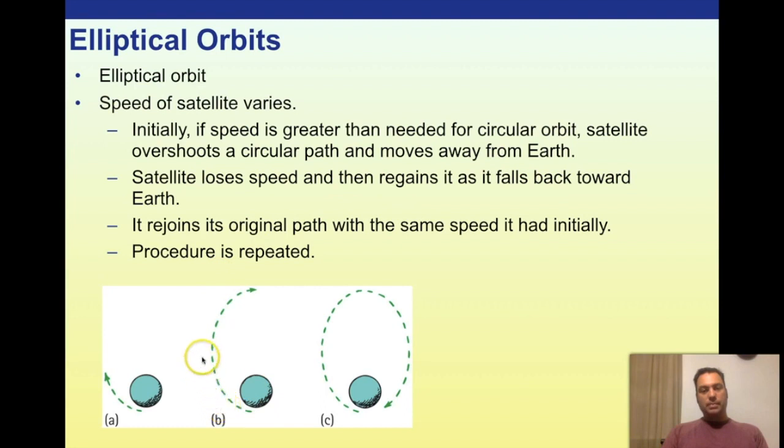So here it's coming up, it's moving, it's gone too far. It didn't go into a nice circular path. It actually goes way up and it starts to slow down and it begins to fall back towards Earth. And it basically rejoins its original path with the same speed it had initially. So here we see it looping up, slowing down, and then speeding back up, and then going around in the circle. And the procedure is repeated over and over and over. And this would be an elliptical orbit.